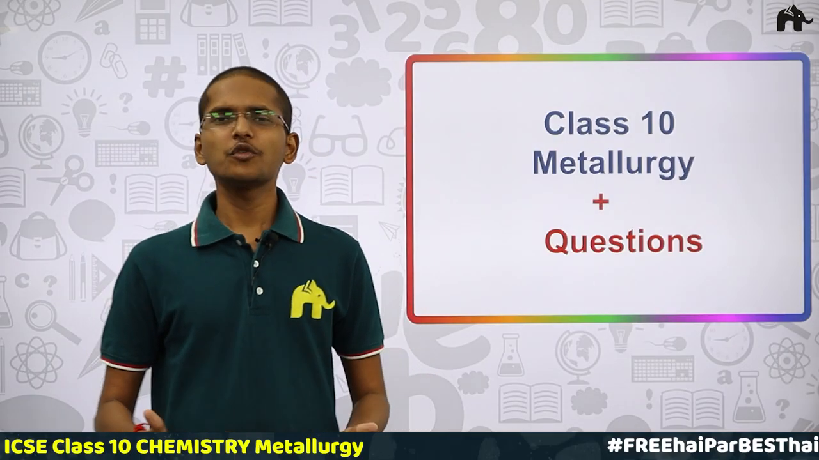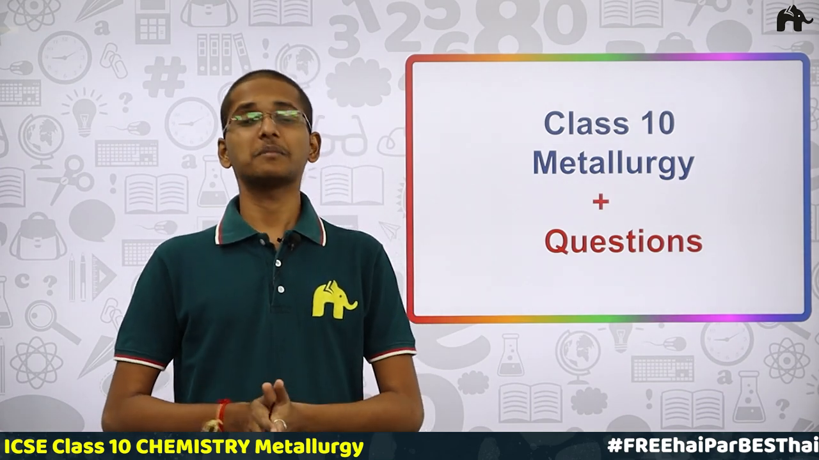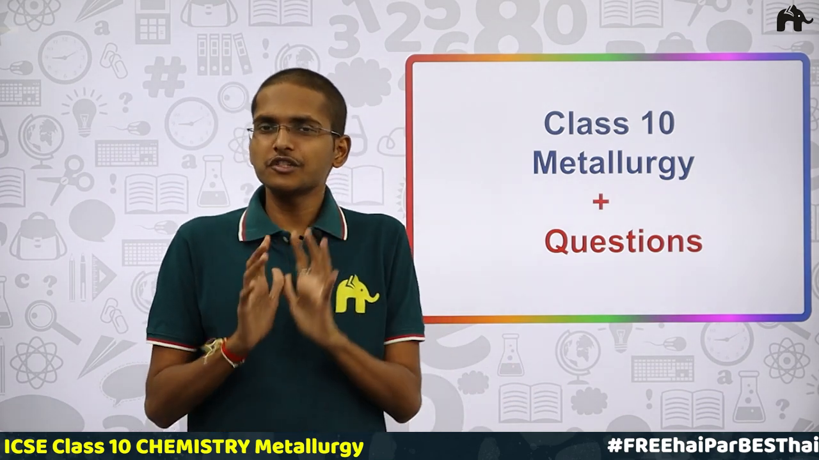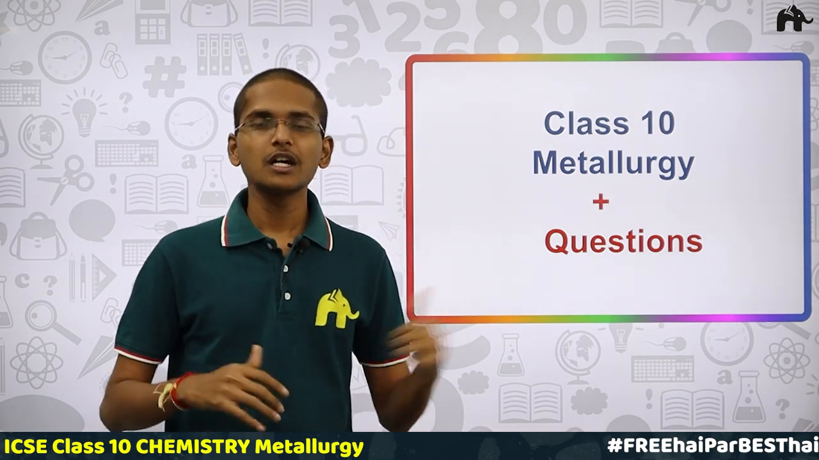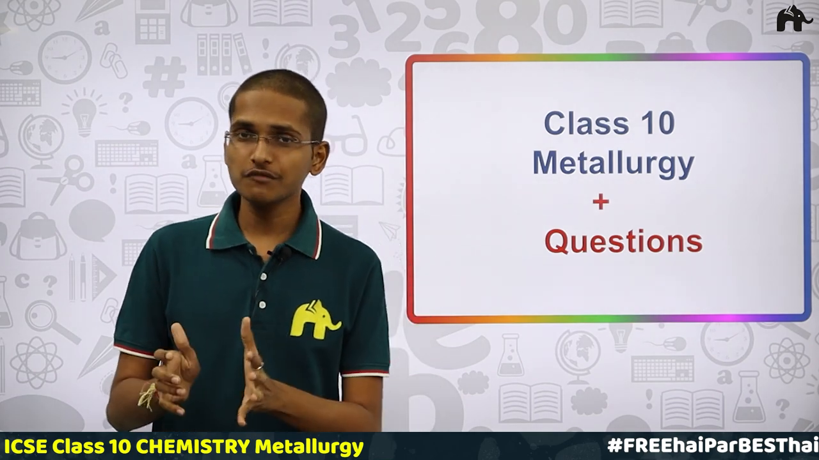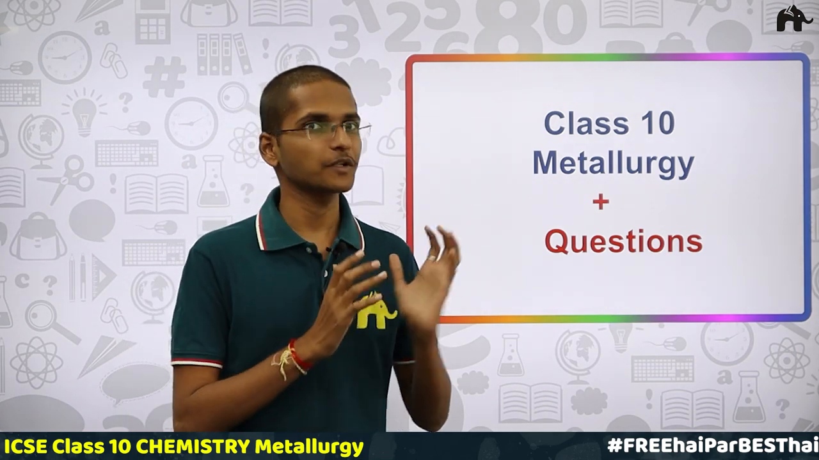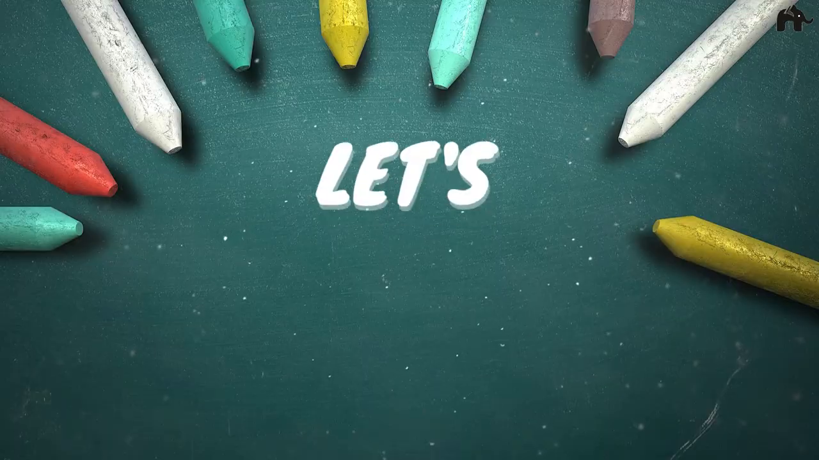So friends, as you all know, we are studying your ICSE chemistry class 10th, chapter number 7. And in this video, we are going to cover all the concepts of this chapter, metallurgy. Also, along with it, after a particular topic, we are also going to solve some questions which have been asked in your previous year exams, so that you would get a fair idea of how questions are being asked from this chapter. Okay, so without wasting much time, let's start and let's rock.